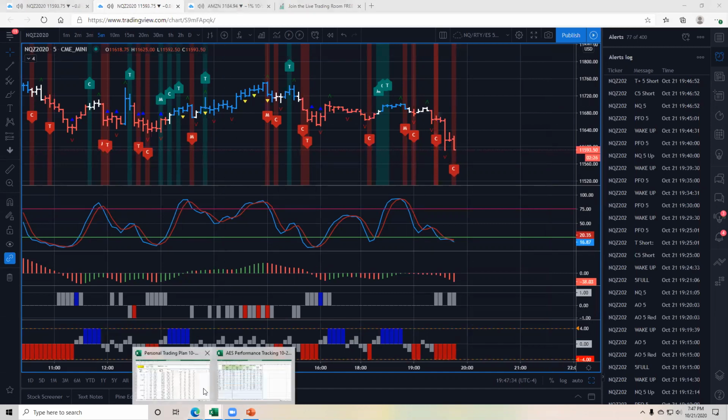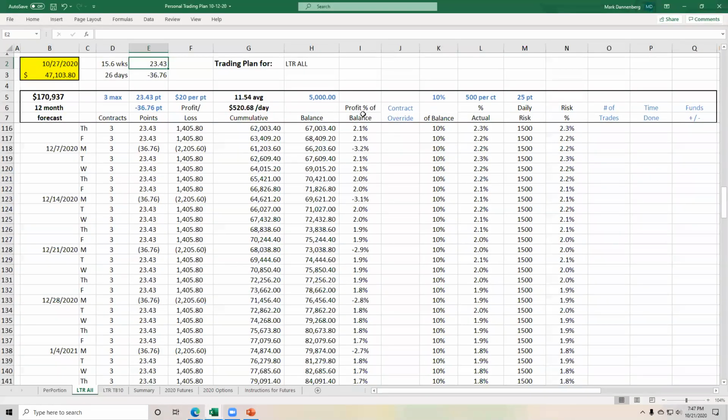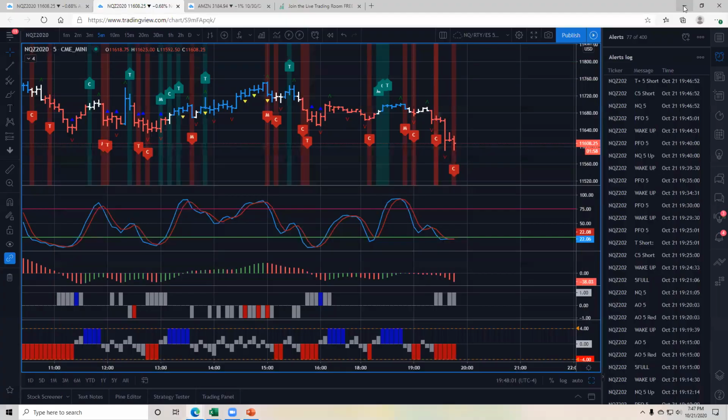If I go back to the personal trading plan, and I remind you that we started these accounts with $5,000, well, I couldn't possibly do that if I was trading at a broker that required $17,000 of margin for each one contract. Here I can start with $5,000. I can trade one contract, and that still is only 10% of the balance of my account. So that's one of the key reasons that we like Infinity.